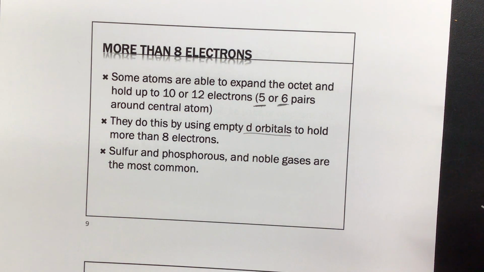Sulfur, phosphorus, and the noble gases are the most common ones that will do this. Now, you're probably like, wait a minute, noble gases, they're inert, they don't bond. We can force them to bond. It's not something we do often, but it is something that we can do.